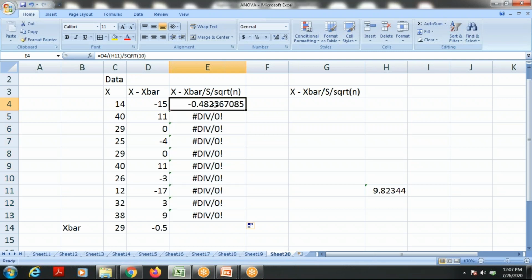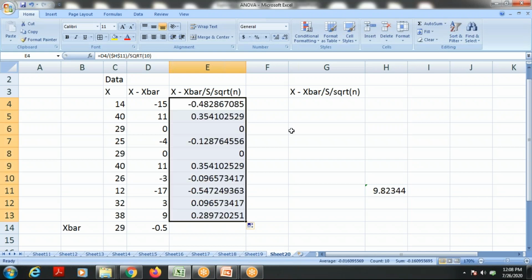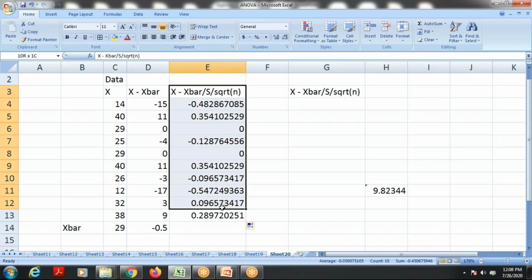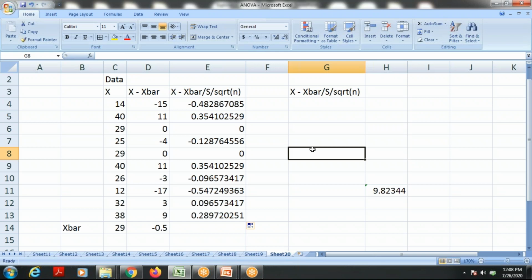Oh, I think I need to freeze this. If I freeze this with the function F4, then I can drag it down here. Did you see what happened? So for each value that we want to check, we calculate the t value and check it with the t alpha. So that's how we calculate here. I hope that is clear. Okay.